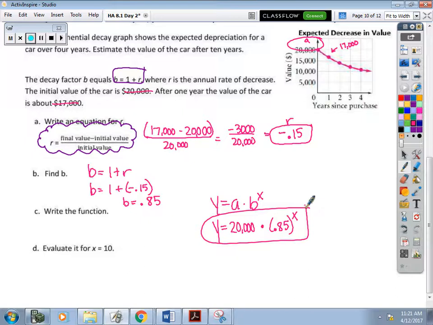Then they want us to evaluate it for 10 years. And we should say what X is. X was the years since the purchase. It's kind of stated for us in the graph. Usually they don't do that. Then all we're going to do is plug in 10. Obviously needing a calculator to do that.